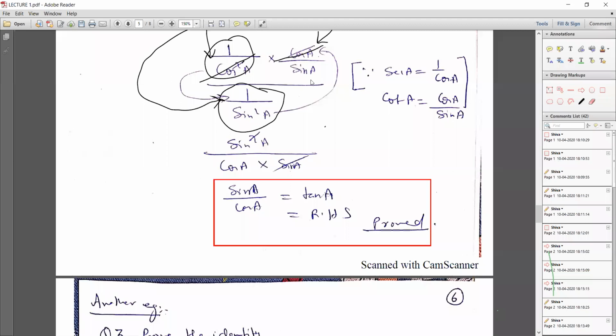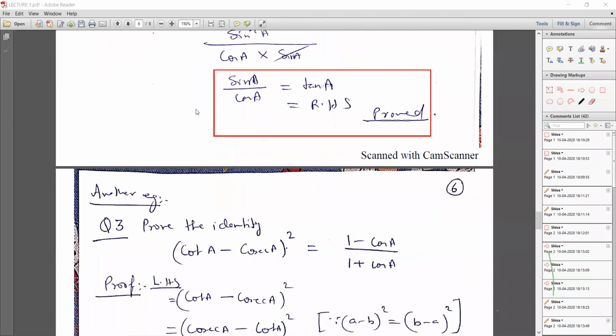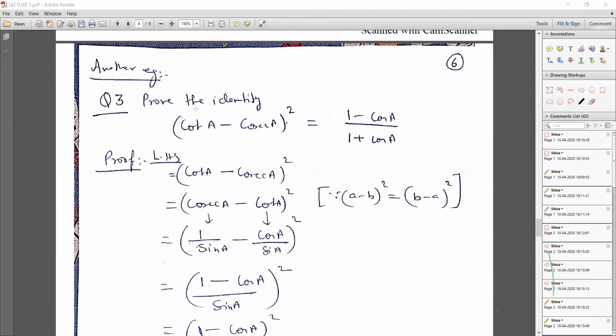And this is how the result is proved. We came to the RHS part, the right hand side part. Is there any doubt to anybody? So nobody has any doubt. That's good. Okay. Now we can start with the third case.